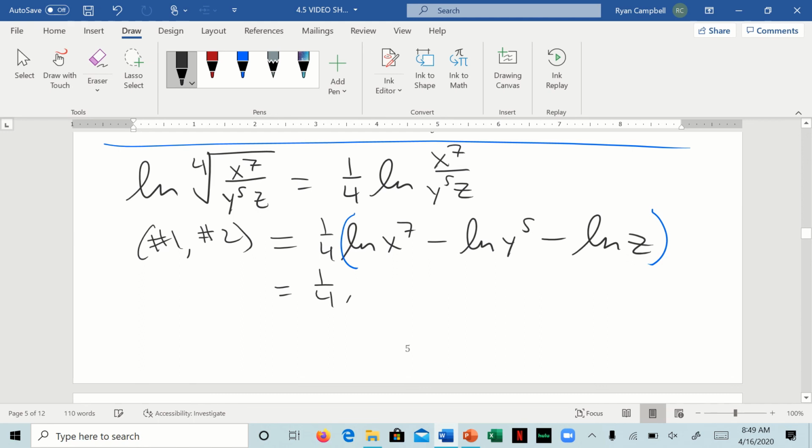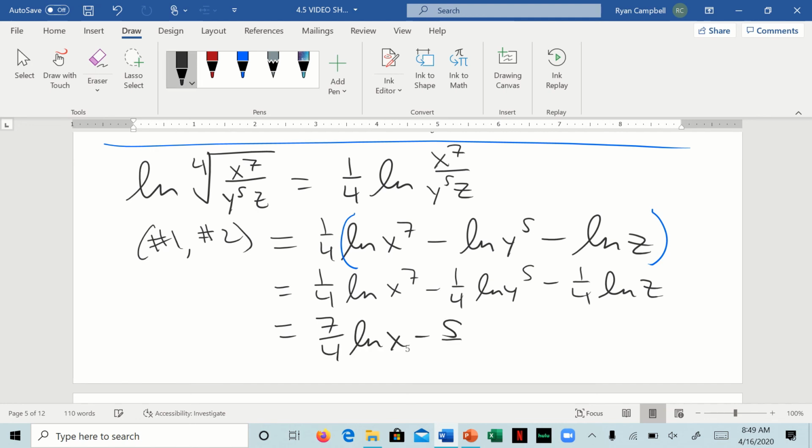But you could rectify it by doing it a different way. You could do 1/4 natural log of x to the 7th minus 1/4 natural log y to the 5th minus 1/4 natural log of z. And then just bring those exponents out. And then you end up with the exact same answer.